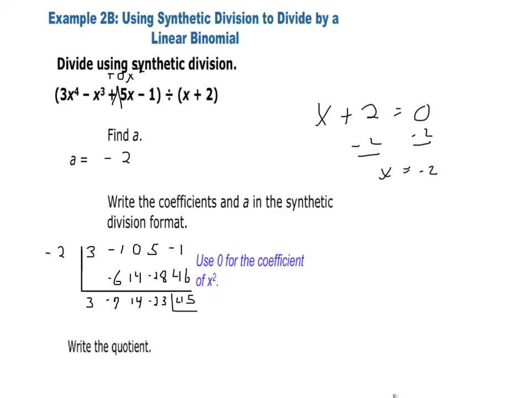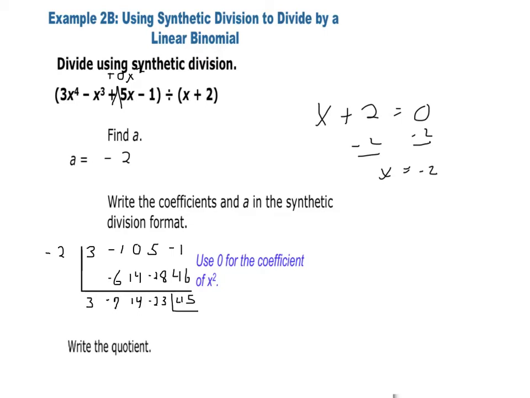All right, now, that's our remainder. So, now let's go ahead and write our quotient. Couple ways you could do this. You could go backwards or forward with it. Okay, I'm going to go the forward way with it.